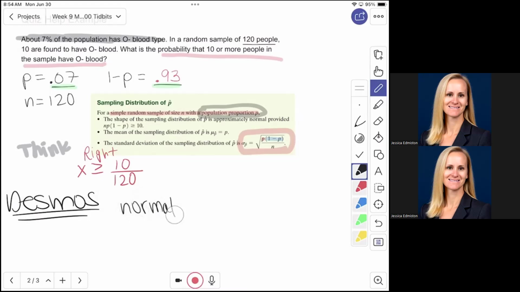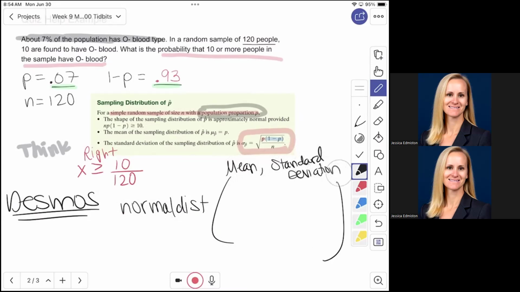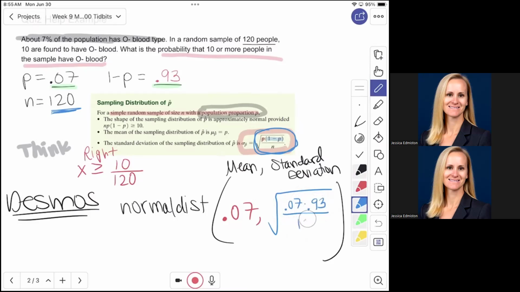I'm going to do normal distribution, and it's going to ask, of course, for the mean and the standard deviation. Our mean is our population proportion in this example. So in that case, that would be 0.07. And then our standard deviation is this really fun formula right here. But we've already done a lot of work for that, okay? So it's going to be the square root of, and then we have a fraction. We'll have 0.07 times 0.93 divided by n, which is 120.